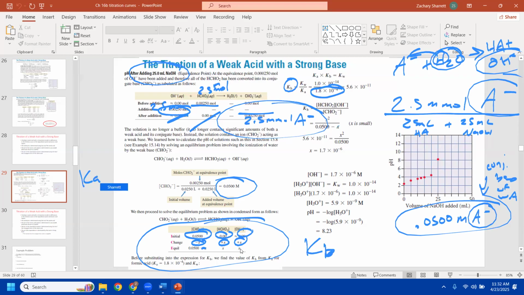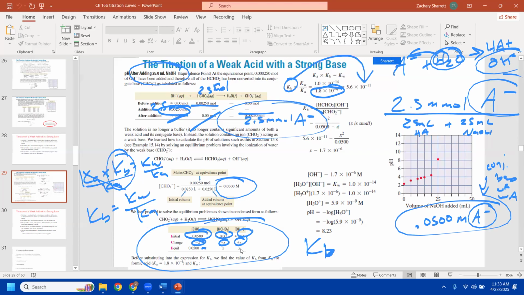Does everybody remember Ka times Kb equals Kw? So if we want to find Kb, Kb equals Kw divided by Ka. So what is Kw? 1 times 10 to the negative 14th divided by 1.8 times 10 to the negative 5. That means the Kb for this conjugate base is 5.6 times 10 to the negative 11. We plug that in here. We have our x squared from the two x's on the ice table. Why is this 0.05 and not 0.05 minus x? Nana? Why is this 0.05 and not 0.05 minus x? Right here.